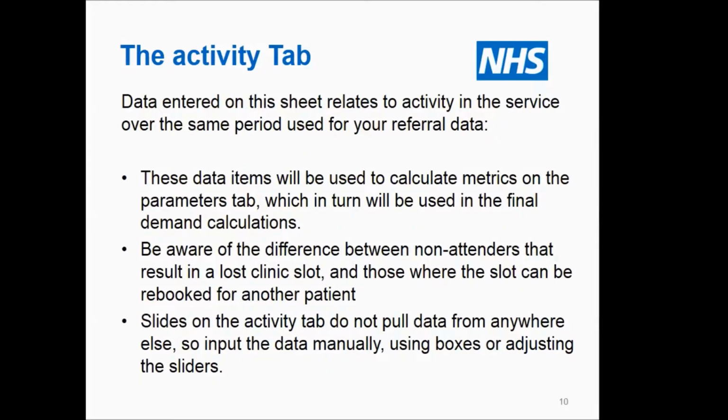So, in summary, there are 4 types of activity data entered onto the Activity tab: attendances, non-attendances resulting in a lost slot, non-attendances where the slot was reused, and patients discharged following each of the non-attendance types. These will be used to calculate metrics on the Parameters tab, which will in turn affect the final capacity calculations.